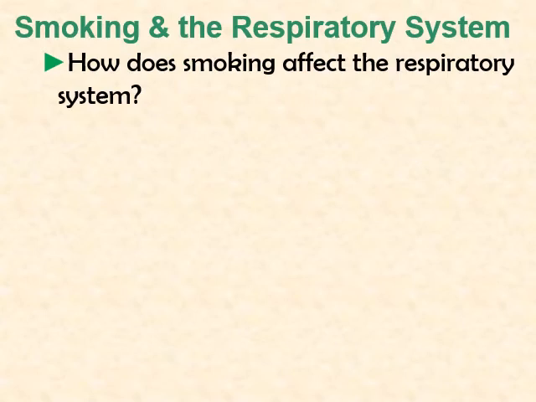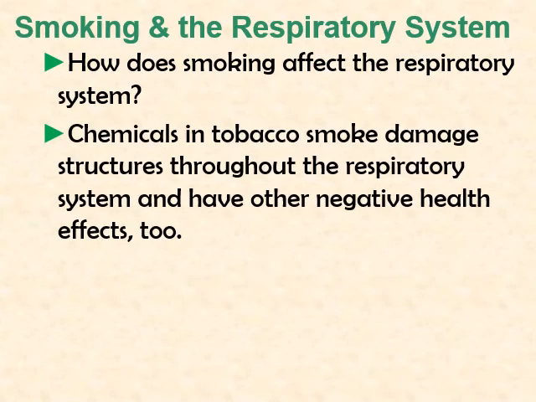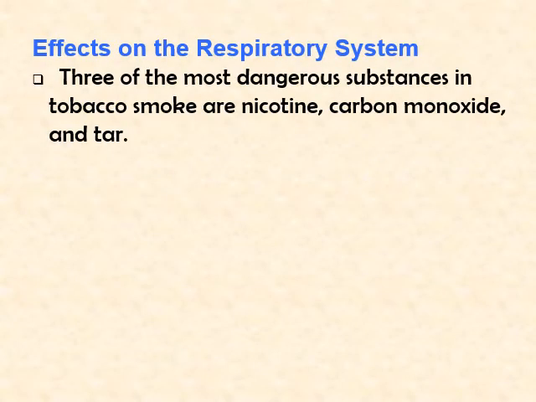Smoking and the respiratory system. How does smoking affect the respiratory system? Chemicals in tobacco smoke damage structures throughout the respiratory system and have other negative health effects too. What are the effects of smoking on the respiratory system? Three of the most dangerous substances in tobacco smoke are nicotine, carbon monoxide, and tar.